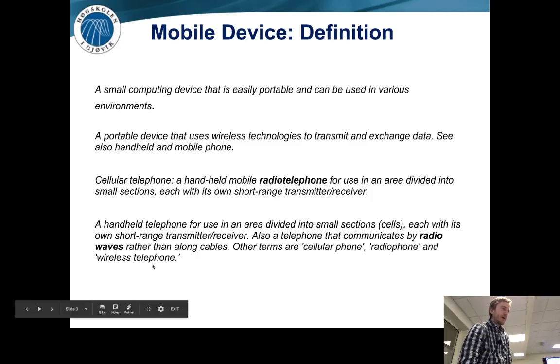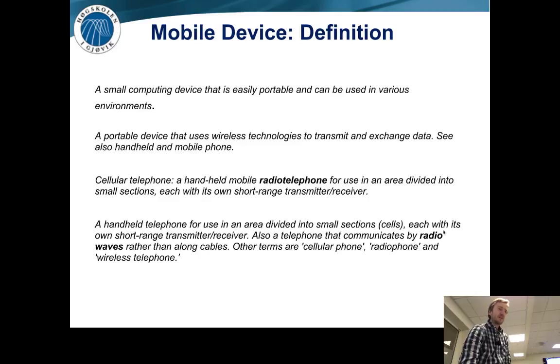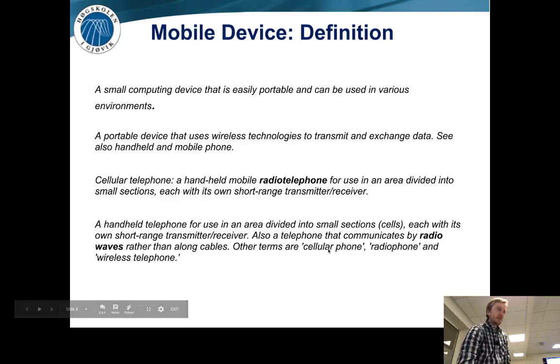And then you have a handheld telephone for use in an area divided into small sections, cells, each with its own short-range transmitter receiver. Also a telephone that communicates by radio waves rather than along cables. Cell phone, radio phone, and wireless telephone.